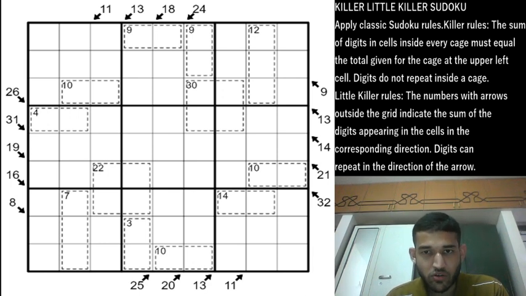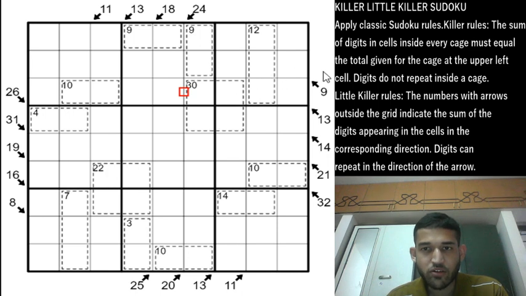The rules of the Sudoku are, in addition to classic rules, there are cages within the grid. Cages are lines or dotted lines which are enclosing some cells. The sum of the digits within each cage is given at the top left corner of the cage. So for example, this 30 cage will be the sum of R3, C6, C7 and R4, C6 and C7, and digits cannot repeat inside a cage.